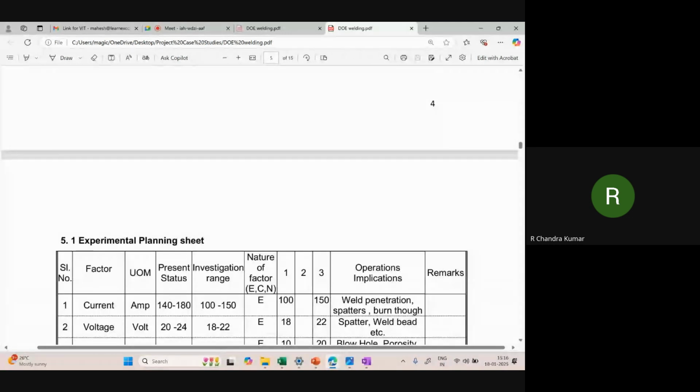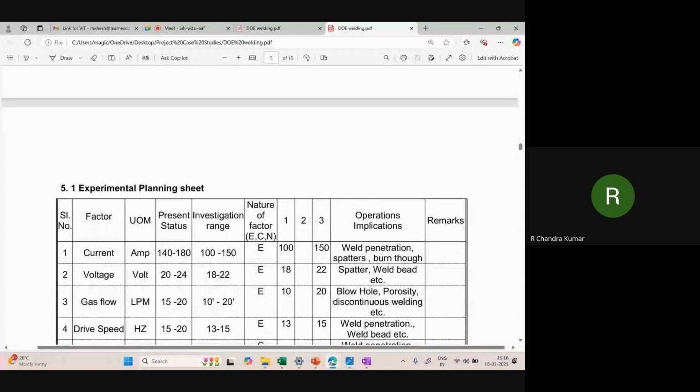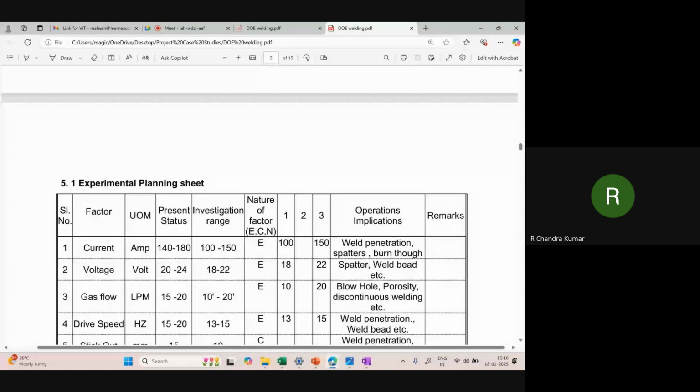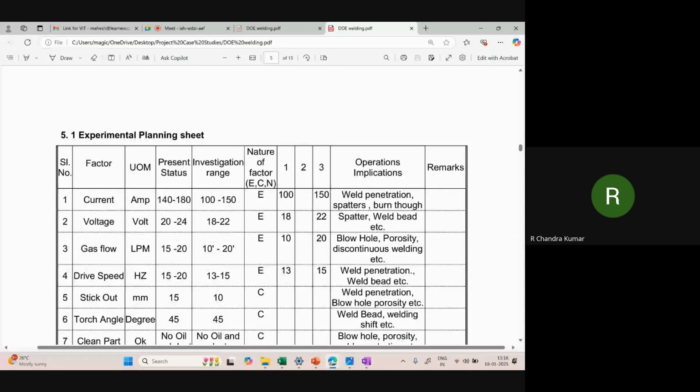If you look at this particular situation of welding, current in ampere, voltage, gas flow, drive speed, and stick out. Now, various such factors are there. Wherever it is written as E, the nature of the factor is E. For example, current: they want to experiment with 140 to 180 as the current status, and the investigation region is 100 to 150. E means experimental. Now, voltage is also experimental. Gas flow is experimental. Drive speed is experimental.